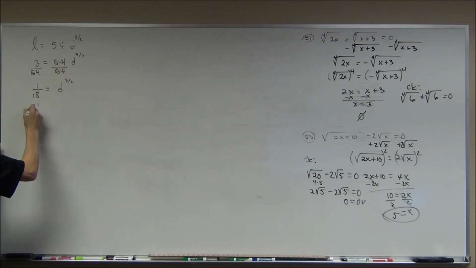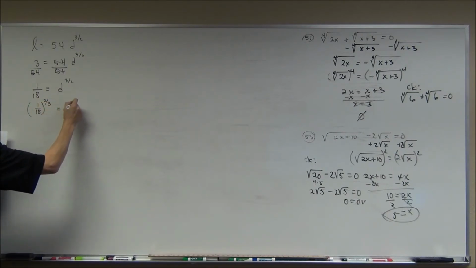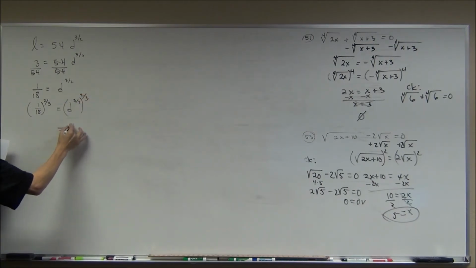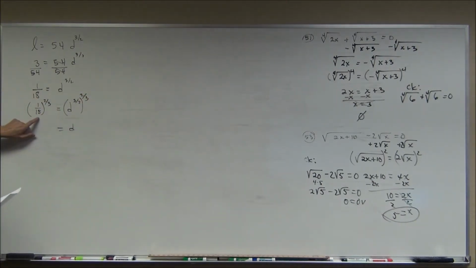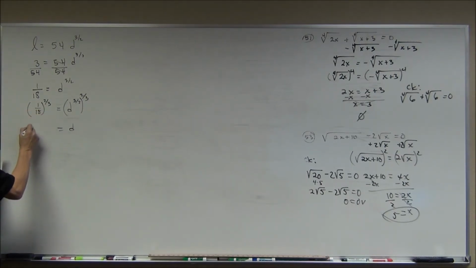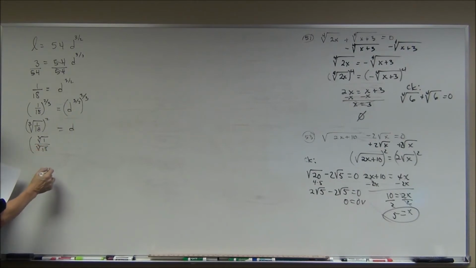But I'm going to raise both sides to the 2/3 power, the reciprocal of 3/2. So I have this expression. This is just d. That's where I'm trying to get anyway. But I have to take 1/18 and raise it to the 2/3. Now, that's the cube root of 1/18 squared. So this can simplify a little bit. This is the cube root of 1 over the cube root of 18 squared. I'm not getting far in a hurry here. I'm going to probably grab a calculator.